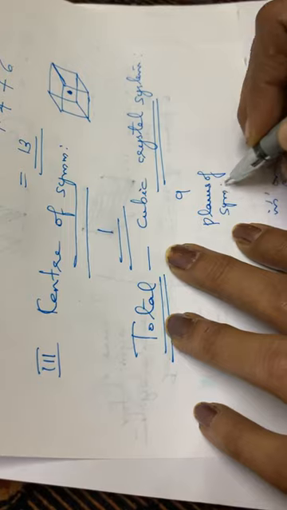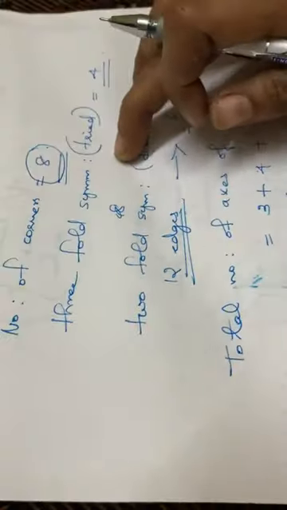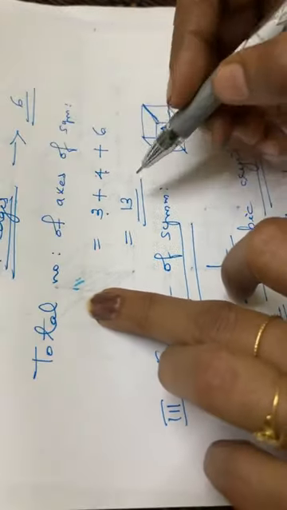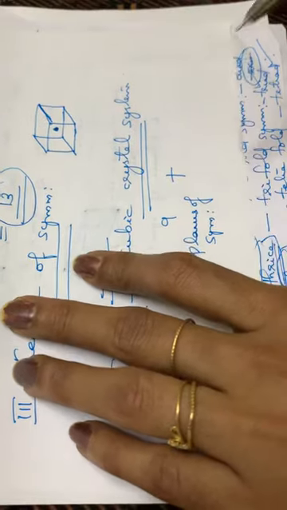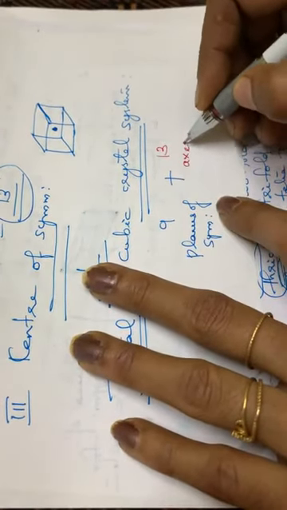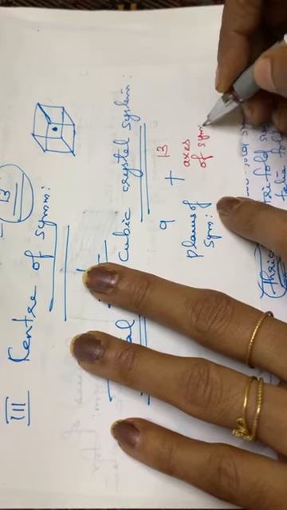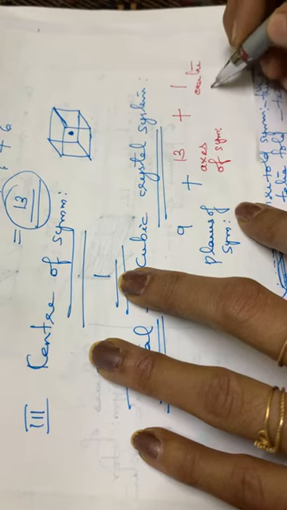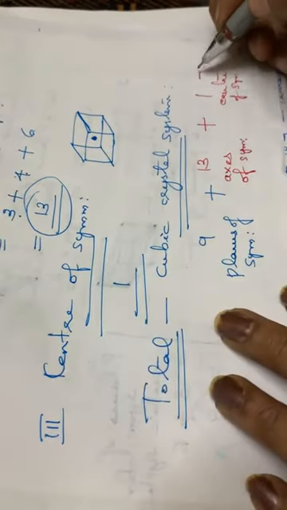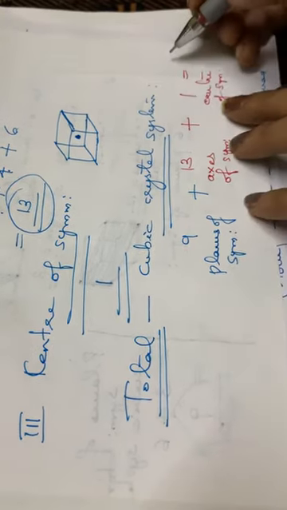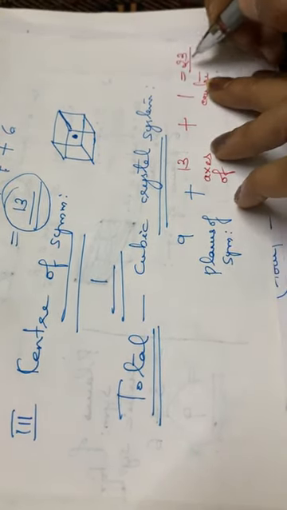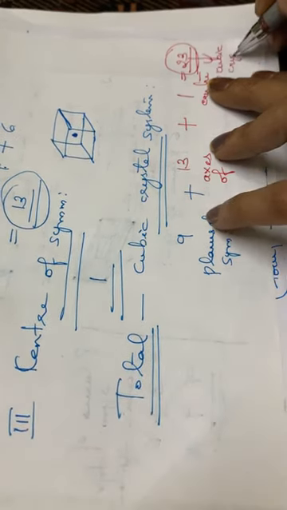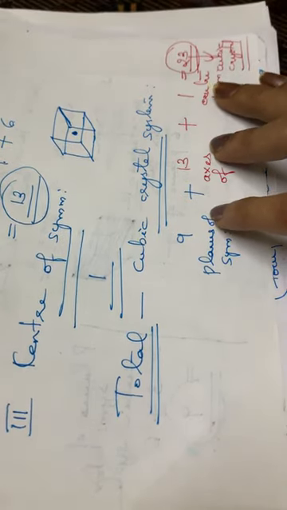Plus, how many axes of symmetry? Fourfold 3, then threefold 4, then twofold 6. So a total of 13 axes of symmetry, isn't it? So 13 axes of symmetry plus 1 center of symmetry. Okay, 1 center of symmetry. So in total, how much? 13 plus 9 plus 1, that is 13 plus 10, that is 23. There are 23 symmetry elements for a cubic crystal system.